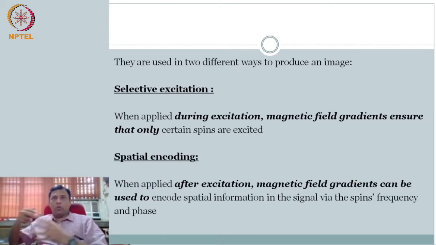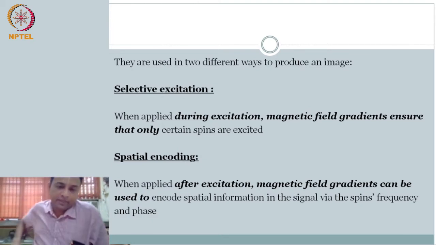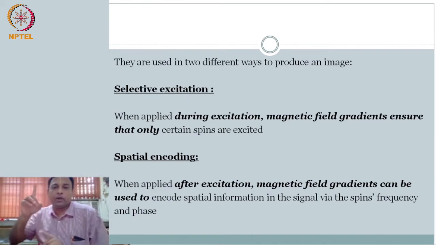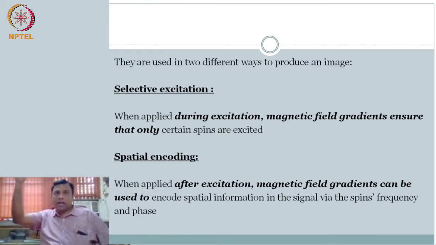So, but once I get it, it is still going to be a volume, right? I'm going to get only a volume because if I apply gradient in one direction, I can apply RF excitation only within a certain frequency, right? So that is going to ensure that I'm going to have 3D collapse to 2D.